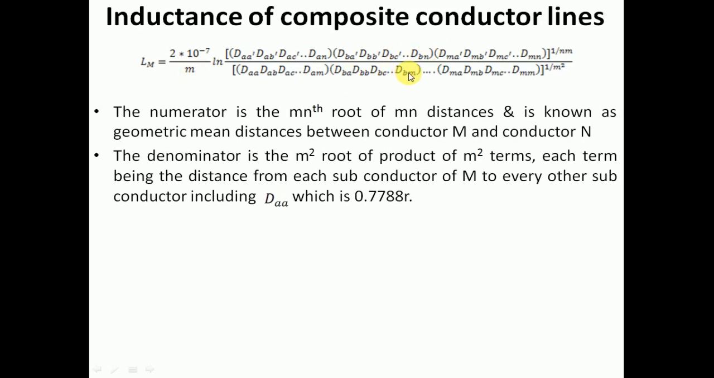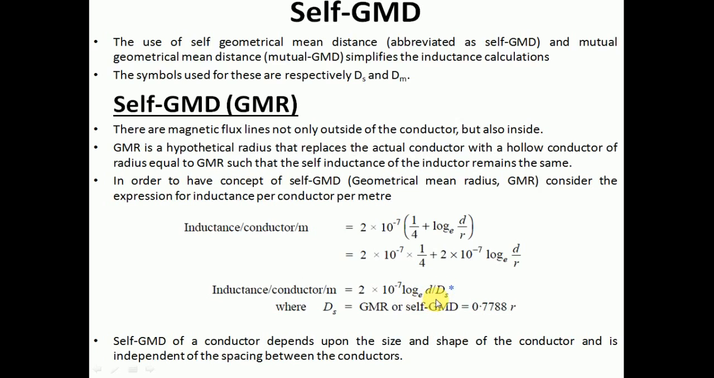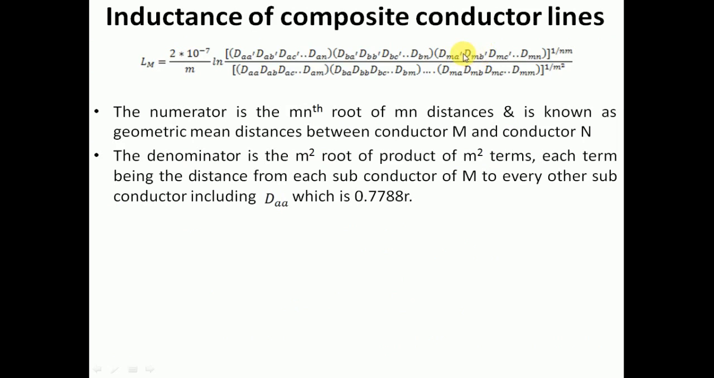So while comparing this expression with this particular expression, it's very clear that the numerator portion will indicate the mutual GMD of this composite conductor and the denominator term will indicate the self GMD or GMR of this composite conductor. That is, the denominator term can be indicated as D suffix small s, whereas the numerator term can be indicated as D suffix small m. That is, this denominator term is actually the hypothetical radius of a hollow conductor giving the same inductance value as that of the composite system.